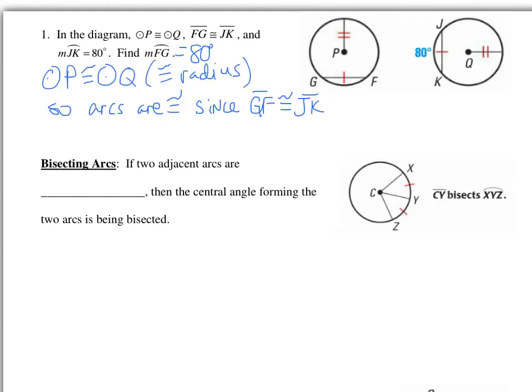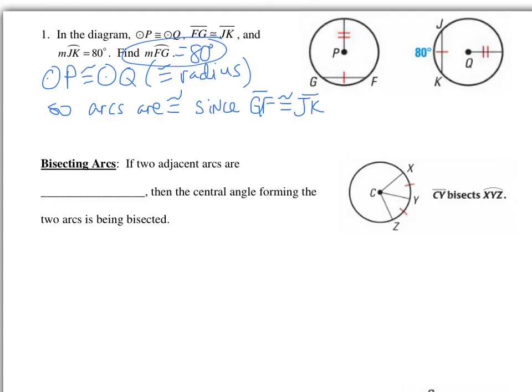So again, because we know that the two circles are congruent to each other because of the same radius, and the two chords are congruent, then we know that the arcs are going to be congruent. So the arc FG equals 80 degrees.